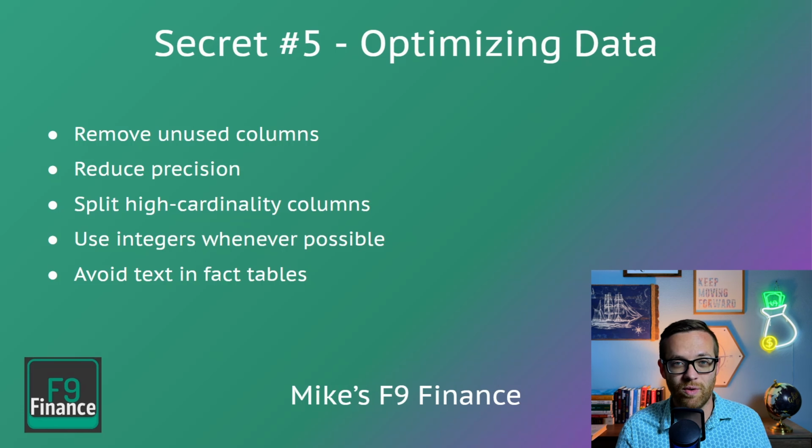Next, use integers wherever possible. If you can avoid having any text in your fact tables, you're going to see your models run so much faster. Text is so much heavier than integers. It's even heavier than numbers with decimals. Just avoid it, especially in your fact tables, wherever you can. Anytime you can choose an integer, do it. That's going to add so much simplicity and speed to your models.